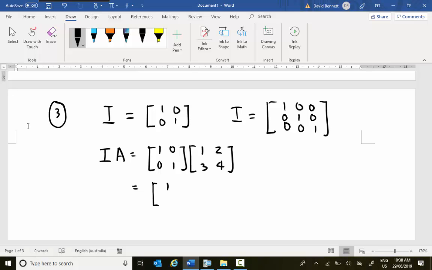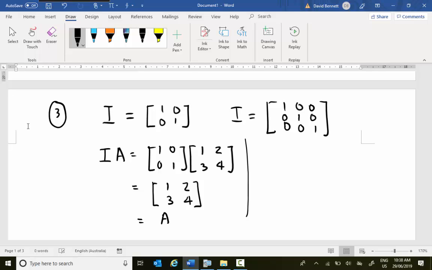This is when you get really good at this. You don't have to write it down, you just get straight to the answer. 1 times 2 is going to give me 2. 0 times 4 is going to give me 0. So that's going to be 2. Now I go to my second row. 0 times 1 is going to give me 0. 1 times 3 is going to give me 3. And then 0 times 2 is going to give me 0. 1 times 4 is going to give me 4. What did we get here? I times A gives me A. That's just equal to A.